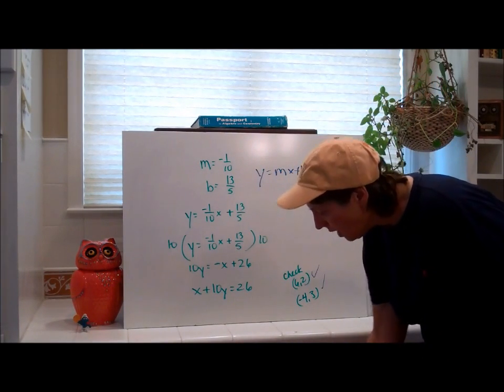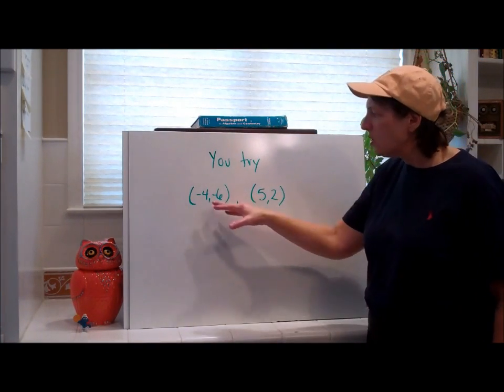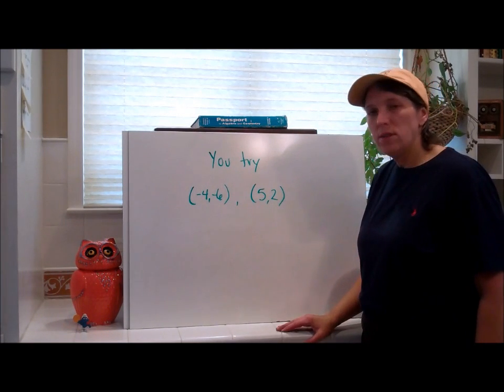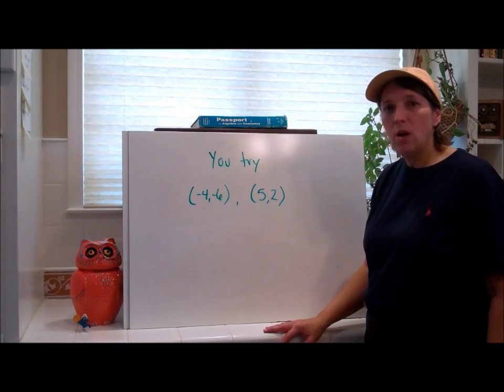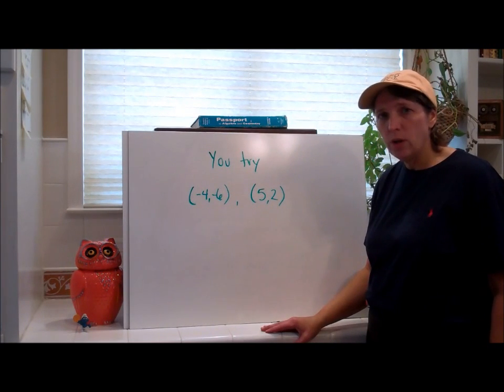So what I want you to do is I want you to try this one. It's going to be a difficult one. It's given 2 points, negative 4, negative 6, and the point 5, 2. Good luck. Pause the video. Don't stop it because it'll go back to the beginning. Pause the video, and when you're done, come back.